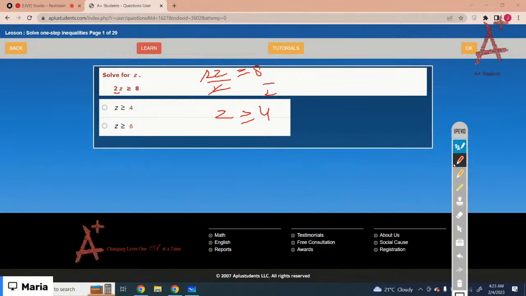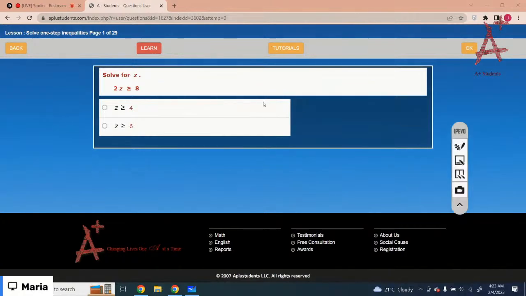So the correct option is z is greater than or equal to 4. Option number 1 is the correct option, not 2. The correct option is z is greater than 4.